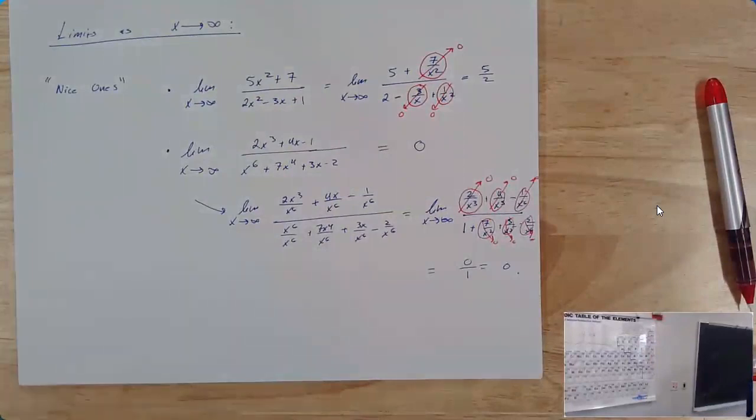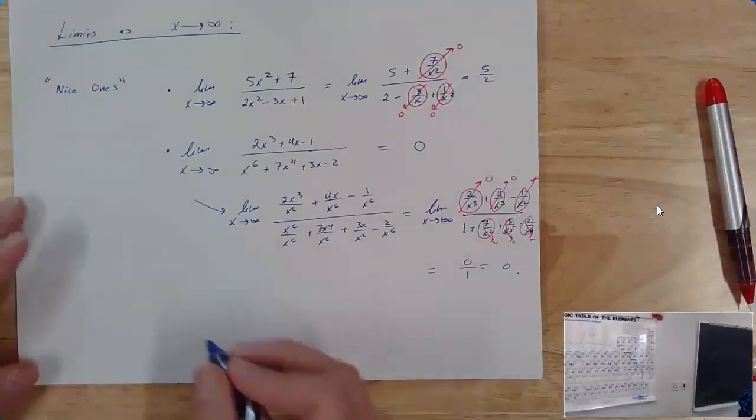In this one, the bottom was getting much bigger than the top, so the overall value was getting smaller and smaller. If we flip that over, now the top is bigger and the bottom is smaller, and you're going to end up with something that's getting larger and larger and larger. But it might be negatively large or it might be positively large, depending on how things are working.